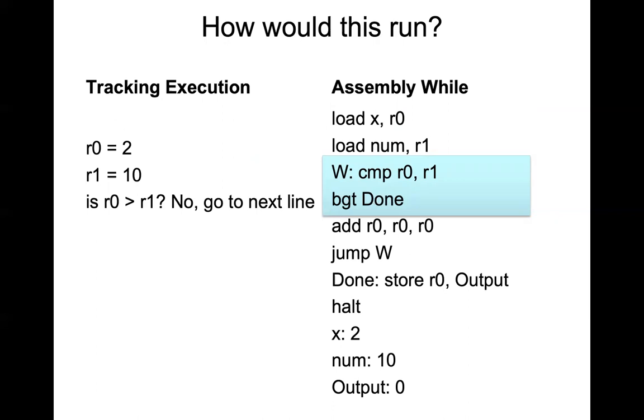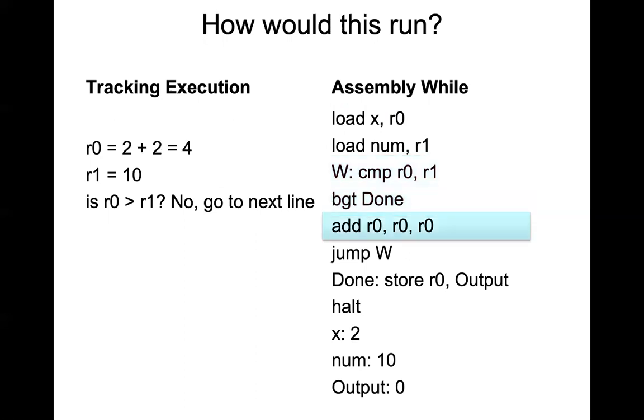So remember, it's a conditional branch instruction. If the branch condition is not met, if we don't do the branch, we just fall through to the next instruction following. So that's what we're going to do. So now we're in the body of the while loop. The body of the while loop, if you remember, doubles x, multiplies x times 2.